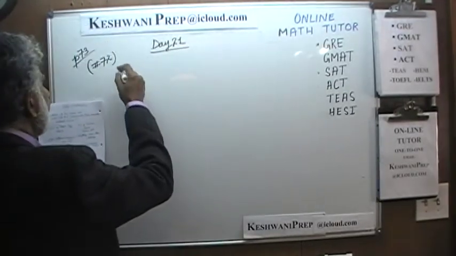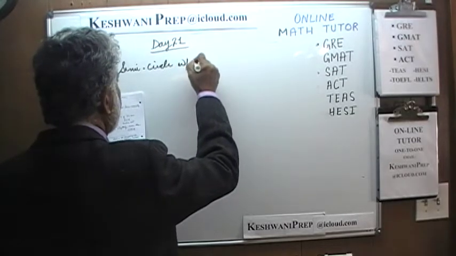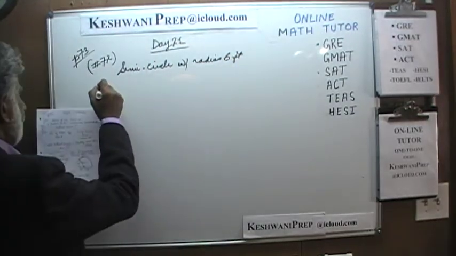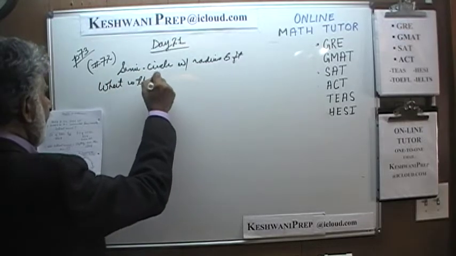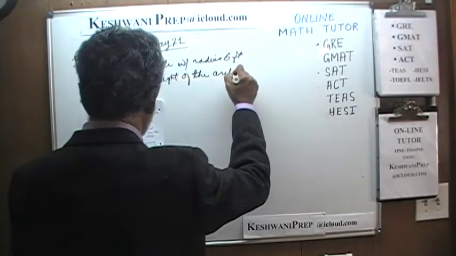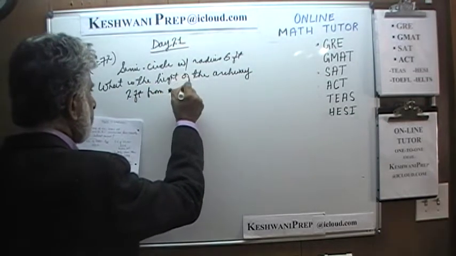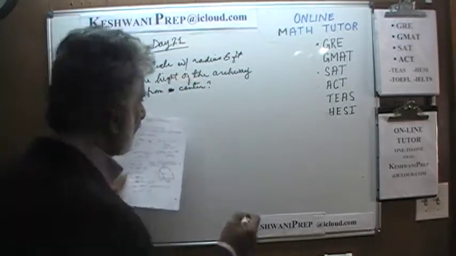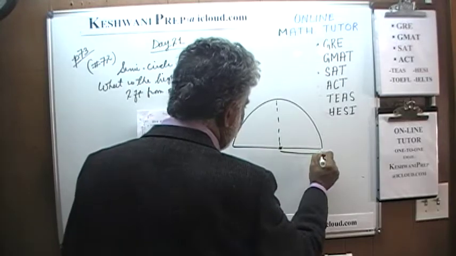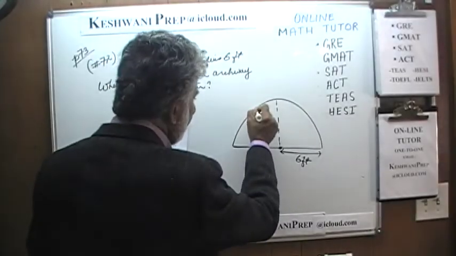Number 72, we have a semicircle, we are told, with radius of 6 feet, and the question is, what is the height of the archway 2 feet from the center? Let's draw our archway here. It's a semicircle. We are told that this distance here, the radius, is 6 feet, and the question is, what is the height of the archway exactly 2 feet from the center?